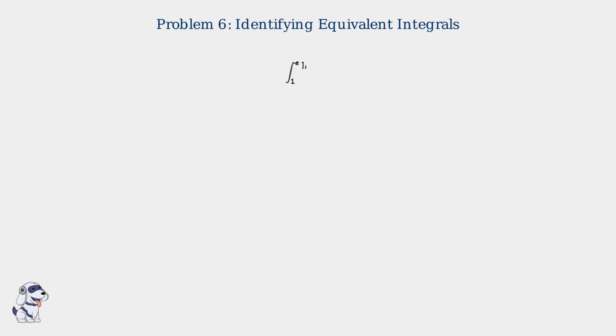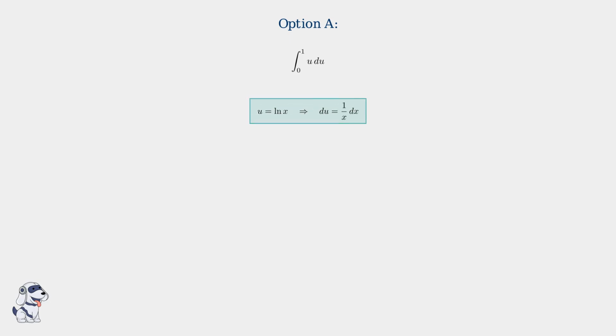Problem 6 asks us to identify which of the given integrals are equivalent to the definite integral from 1 to e of ln x over x dx. Let's test option A, the integral from 0 to 1 of u du. To check if this is equivalent, we need to perform u substitution. First, let u equal ln x, then du equals 1 over x dx. Substituting gives us u over x times 1 over x dx, which is u over x squared dx.